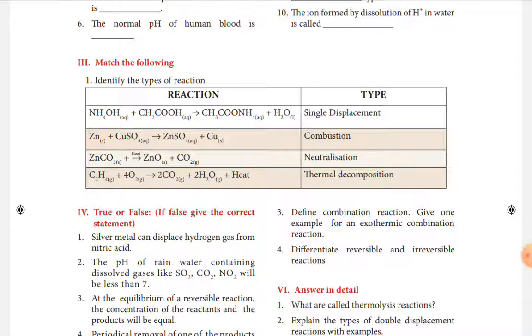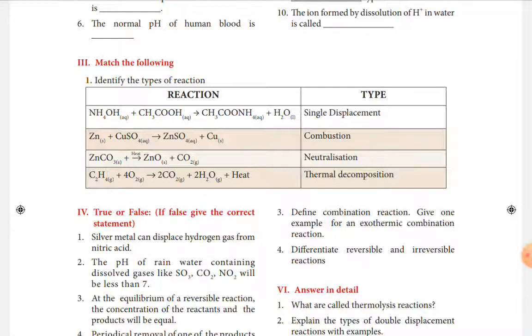Then zinc reacts with copper sulfate to give zinc sulfate and copper. Zinc is more reactive than copper. So zinc displaces copper from copper sulfate. This is a single displacement reaction. Then zinc carbonate on heating splits into zinc oxide and carbon dioxide. Zinc carbonate, the one reactant, splits. That is a thermal decomposition, because decomposition takes place due to heat.